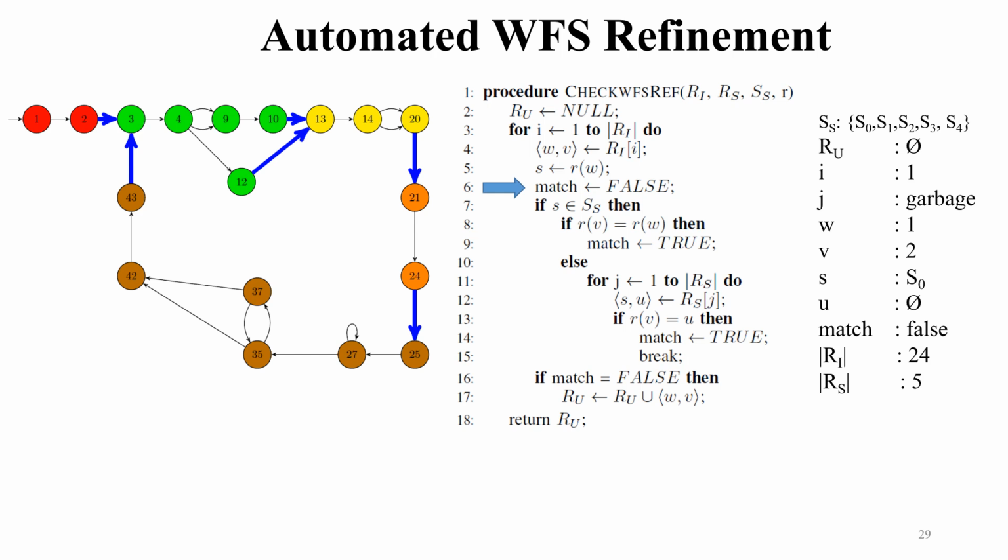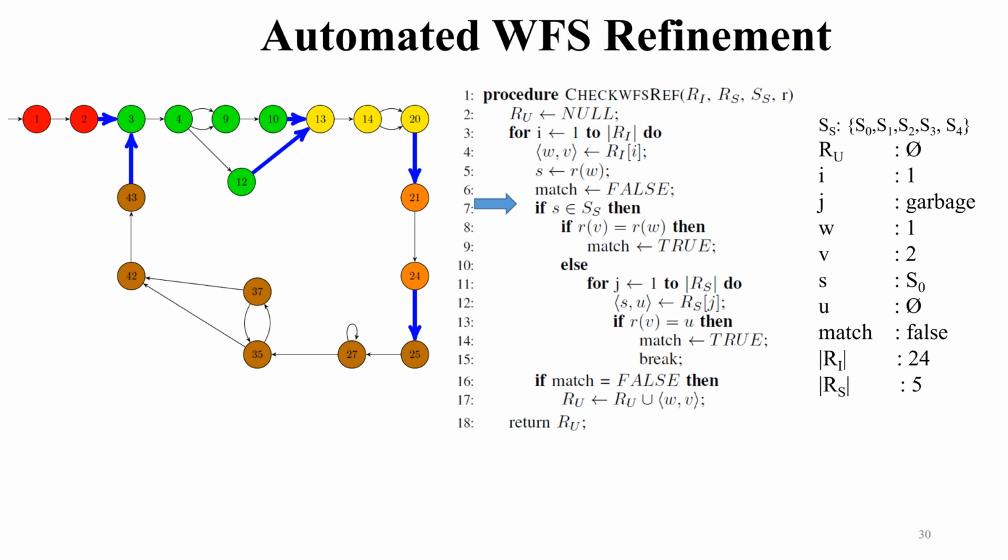We are just ensuring that match is initially false. Now we check if S belongs to the set of states of the specification, and here S is S0, which is part of the set of states. So this if condition is satisfied. We go to the if condition in line number 8. We check if R of V is equal to R of W. Since 1 and 2 are represented in red, which belongs to the same state, the if condition is satisfied and the match value is changed to true.